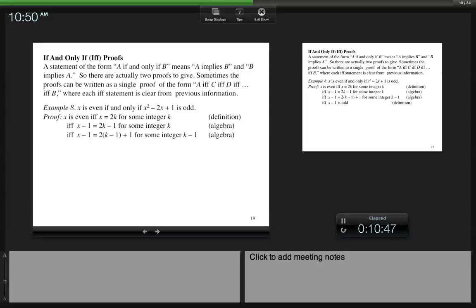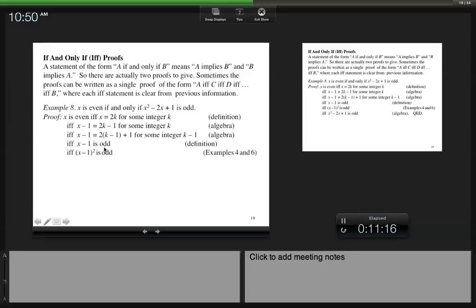Then you keep on expanding, if and only if. The goal is to show that this is odd. So at the end you might want to express this as 2 times some integer plus 1, something like that. That's what we're trying to achieve. So if and only if x minus 1 is odd.